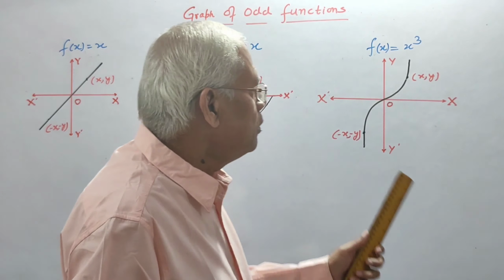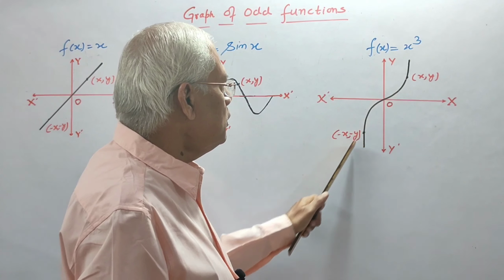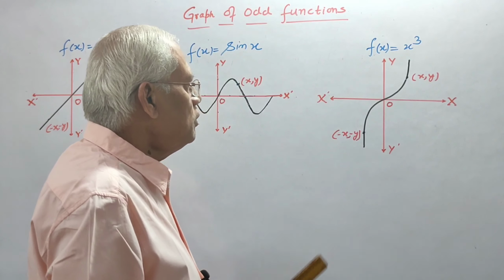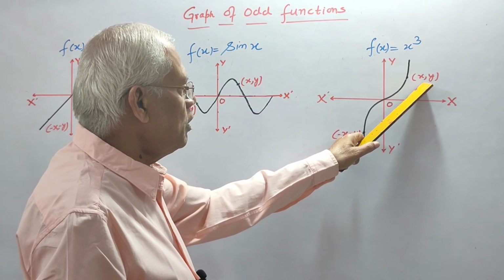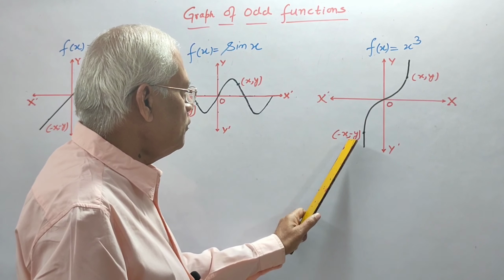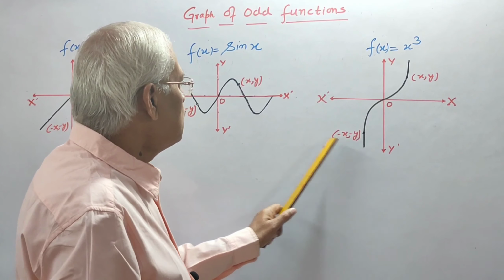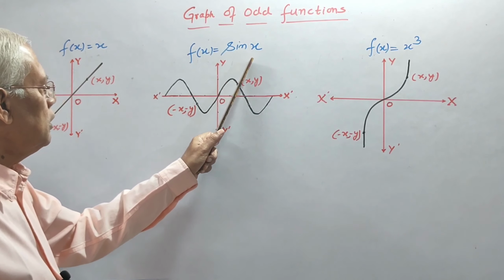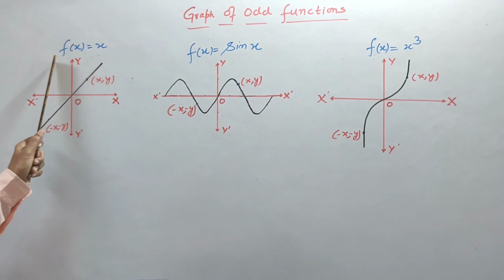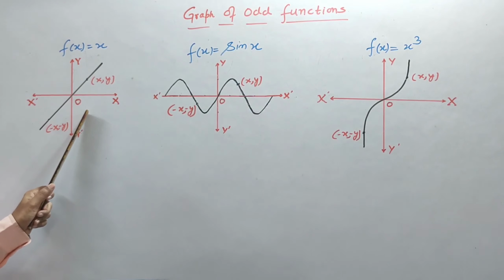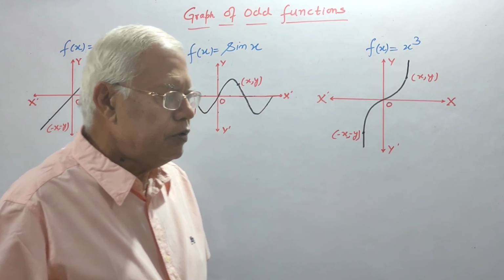For example, the graph of the function f(x) equal to x cube is like this. Clearly this is symmetric about the origin. If (x, y) is a point on this graph, (-x, -y) will also be a point on this graph. Similarly here, f(x) equal to sin x, this is also symmetric about the origin, and f(x) equal to x is symmetric about the origin. These are the examples of odd functions.